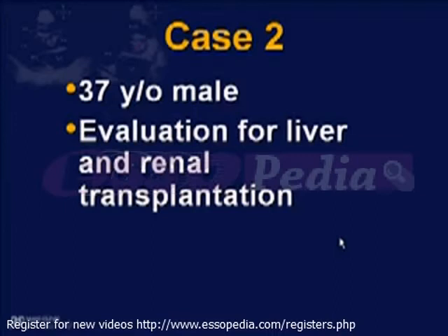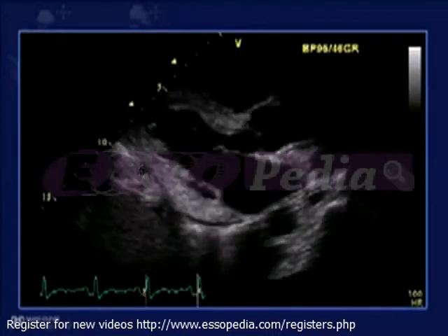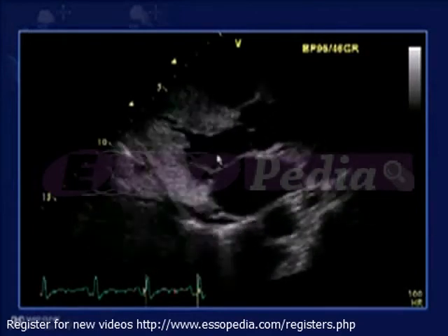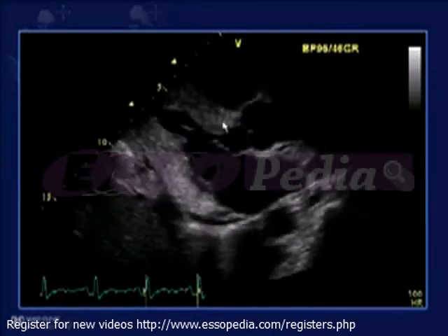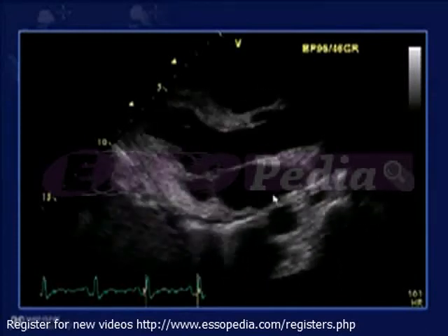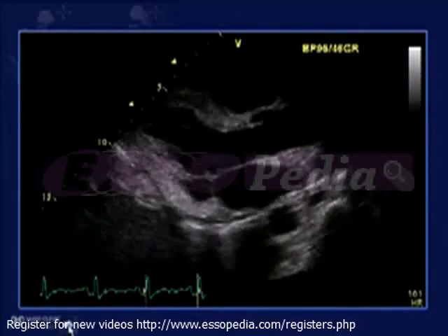Now, case number 2 is of a 37-year-old gentleman evaluated for liver and renal transplantation. Here is the parasternal long axis view. The left ventricular ejection fraction is normal. Qualitatively, the wall thickness may be mildly increased, left atrium a little dilated, annular motion looks pretty normal. There is a small pericardial effusion.